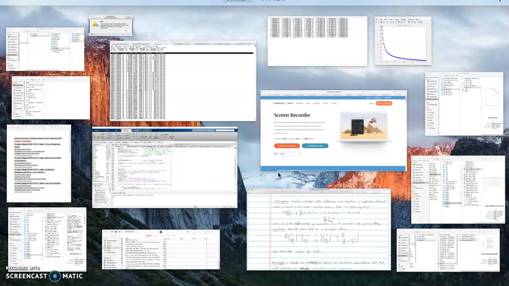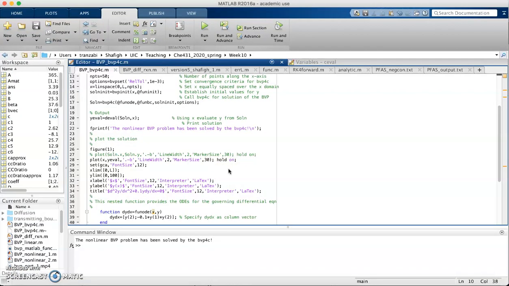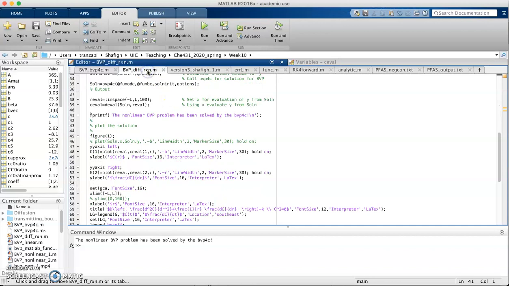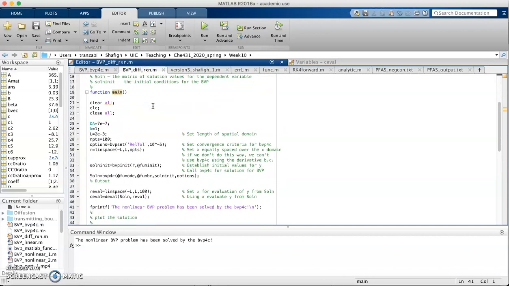So I'm going to switch over to Matlab and show you how we can do this. So here is the setup.